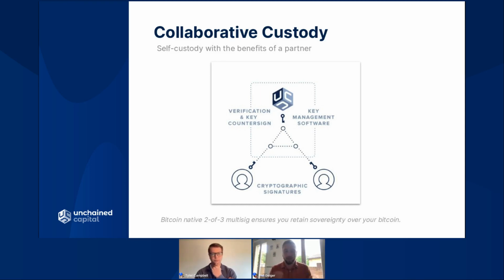Now there are some smaller trade-offs. If you're working with any entity that holds a key to a multisig quorum, they can of course see what's happening with those addresses. So there is a little bit of an anonymity trade-off, but at no point in time is Unchained or any other collaborative custody partner able to spend your Bitcoin without authentication from at least one of your keys.